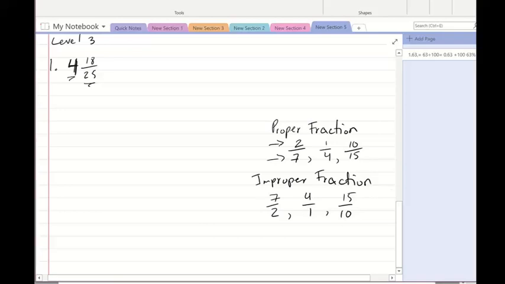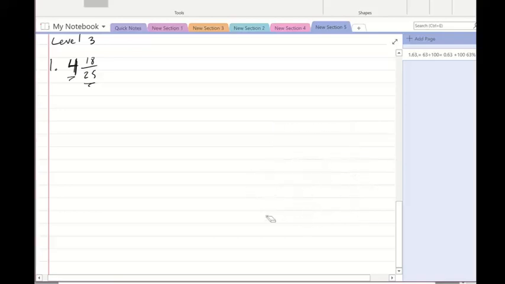So these are all improper fractions because the numerator is greater than the denominator, right? So let me erase this. You could pause the video and write that down for your own notes, but I just want some space right here. First thing is, this is called a mixed number. We want to convert this to an improper fraction. That's going to make our life a lot easier once we do that.